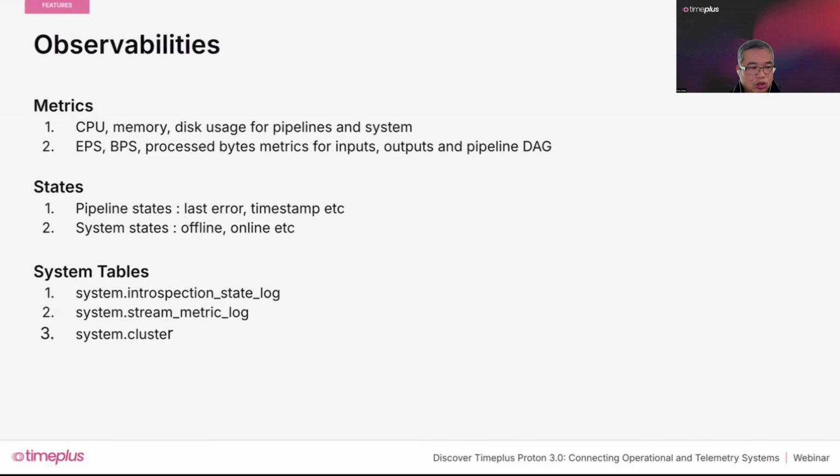So, for example, if you deploy Timeplus Proton in one box, and I need to monitor the whole box's CPU resource utilization, memory, and disk, it is all there in our system metrics tables. There are three of them. The first one is introspection state log, which captures the most recent metrics and states. The stream state metrics log is basically the history of the materialized view pipelines. And system cluster is basically the box, the Timeplus node stats and metrics.